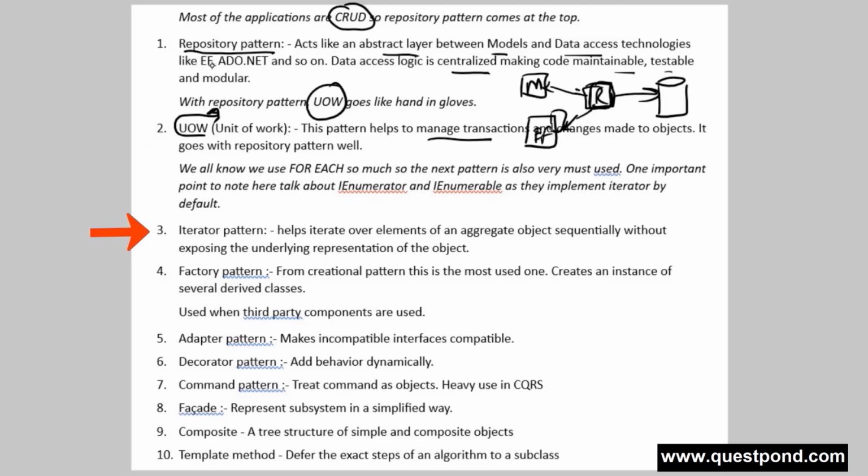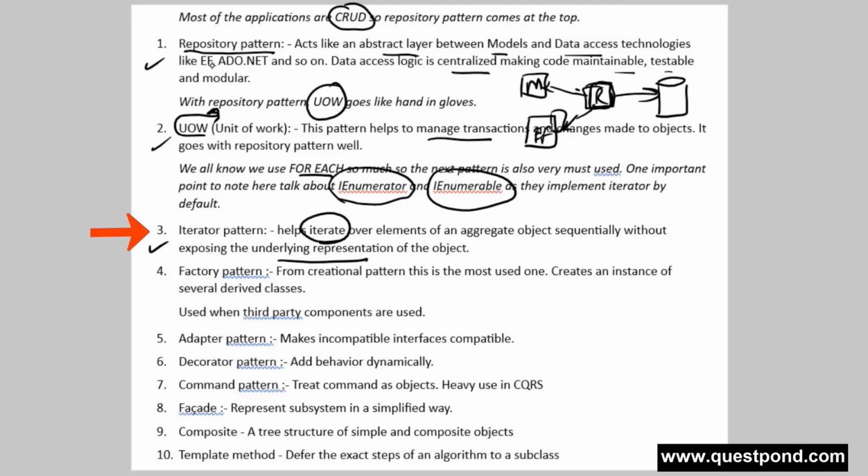The third pattern which comes to my mind is iterator pattern. We all do foreach loops, right? So the iterator pattern helps you to iterate over an aggregate object sequentially, without exposing the underlying representation. So at the back end, you don't know whether you are iterating over a list, a collection, or a dictionary, right? That's what iterator pattern does. And one very important point when you're discussing iterator pattern, please note in .NET, and also in Java, IEnumerator and IEnumerable are already there to implement iterator pattern.